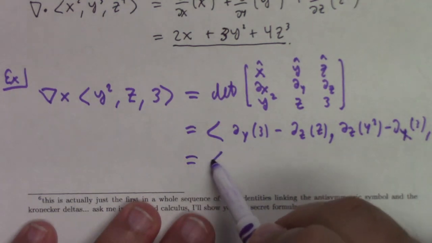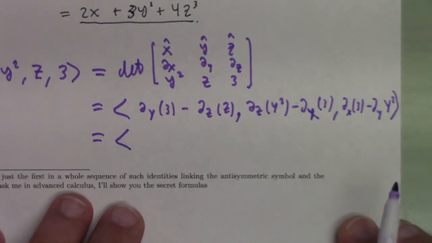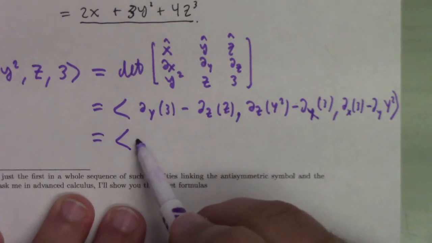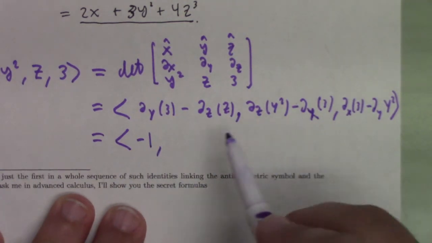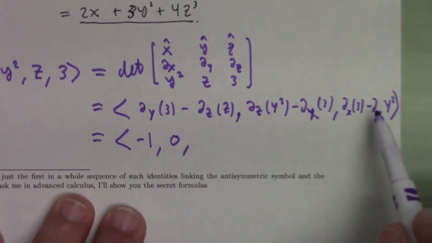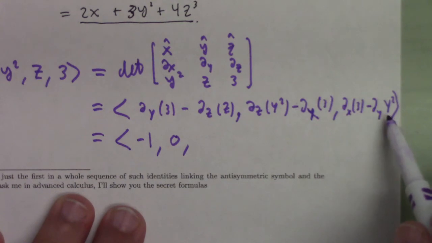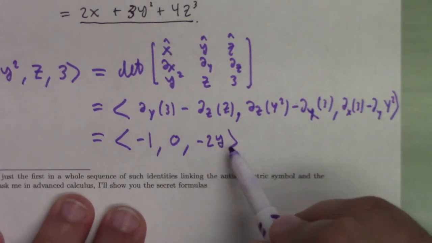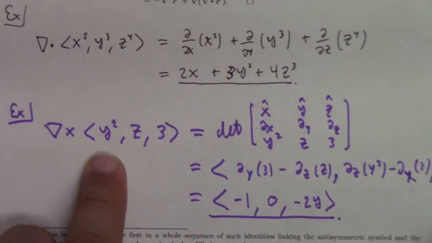All right, so the curl, if I haven't made a mistake, which is anybody's guess, is 0, 0, minus 2y. Partial y of 3 is 0, partial z of z is 1 but it cancels as needed, partial x of 3 is 0. The partial derivative of y squared with respect to y is 2y, so that's minus 2y. And so there you go. There's the curl of this particular vector field.